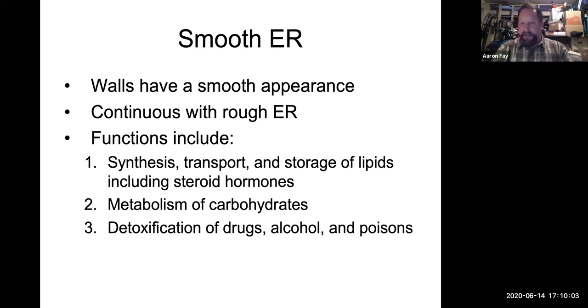It's also where the cell is going to detoxify a lot of chemicals, things like drugs, alcohol, poisoning, right? Your cell can break down a lot of these compounds here in the smooth ER. In fact, if people chronically abuse alcohol, you can actually see it in their cells. The proportion of smooth ER to rough ER will be different, right? People who chronically use alcohol are going to have a greater proportion of smooth ER in their cells because their cells are trying to detoxify this compound.